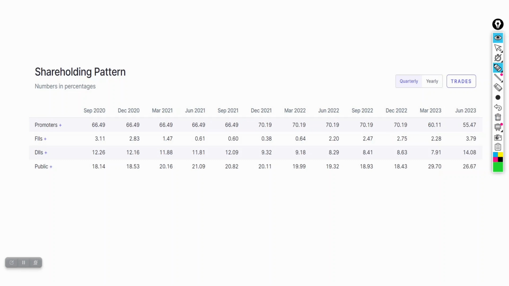Though the shareholding of the promoters has decreased from 70% to 55%, we can very well see that FII has increased from 2.75 to 3.7, and DIIs have increased from 8.63 to 14. So despite promoters selling it, the FIIs and DIIs have kept on increasing their stakes. This is a good sign.